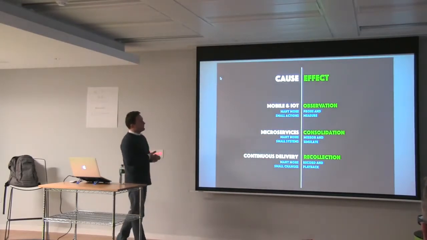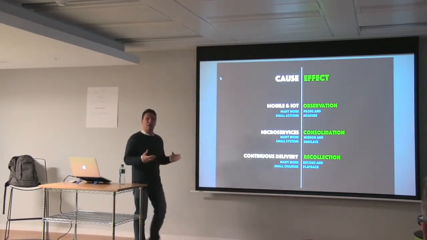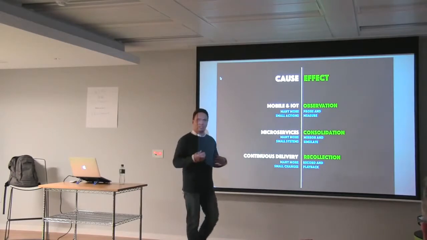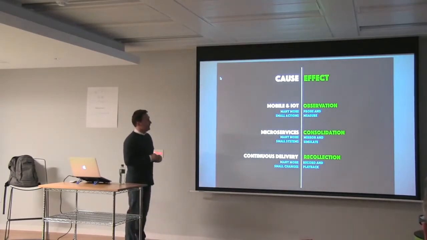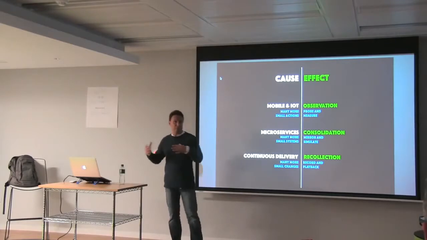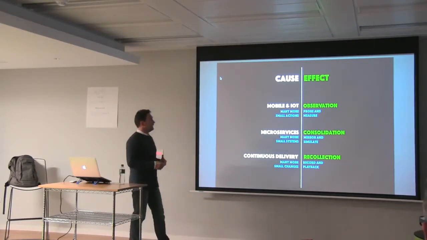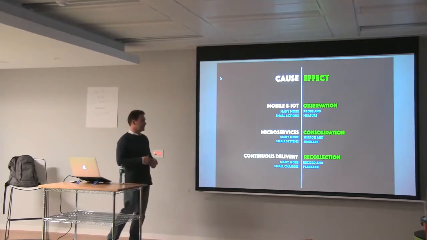So that's some of the context, because of course you need a driver. You can have this great vision, but you need something driving it. And I think there are some drivers today. We have the mobile Internet of Things, and that has many more small actions and small interactions with systems. So we're seeing that, and what we need is better observation and measurement of that.